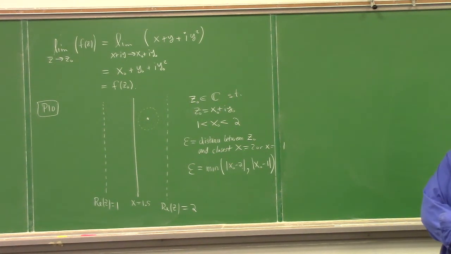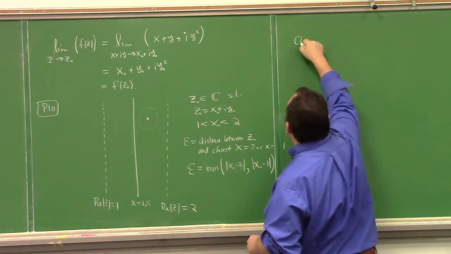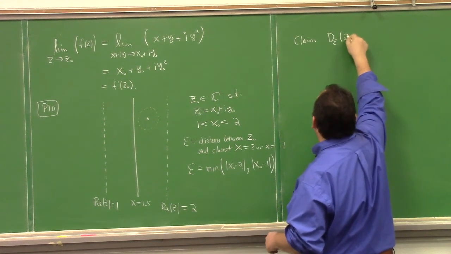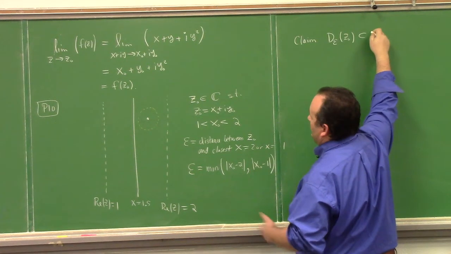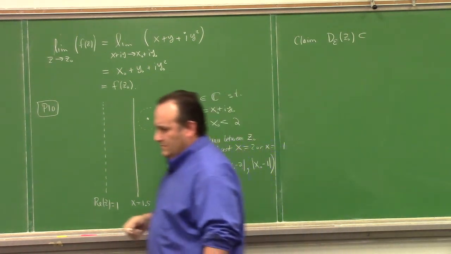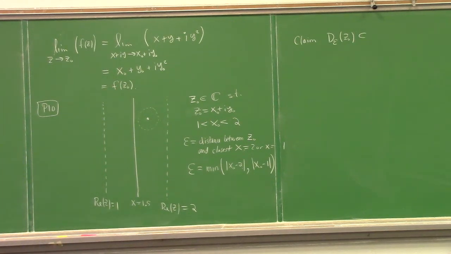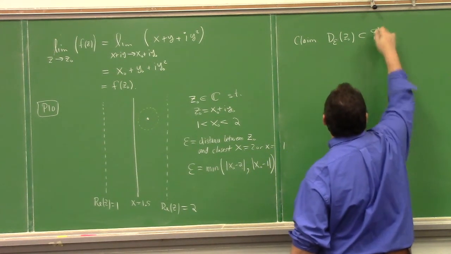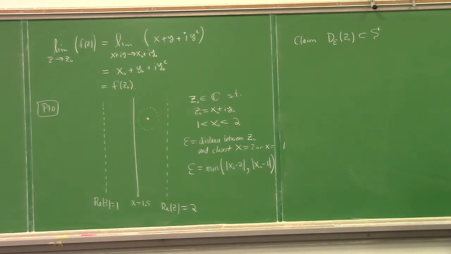That's your epsilon, right? So your claim is that the disk of radius epsilon centered at z naught is a subset of whatever I've called the set. What did I give it as a name? S. I called it big S, right? That's the claim. So if we're going to give a rigorous proof, what do we have to do to show one thing's a subset of another? We have to pick an element of the alleged subset and show that it's in the superset, right?